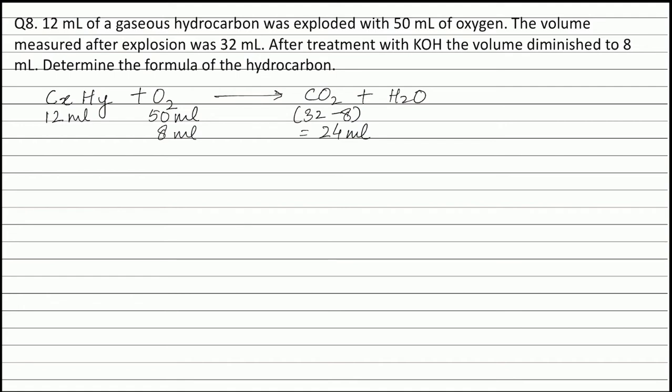Now volume of oxygen used up in the reaction is the initial volume of oxygen, that is 50 milliliter, minus the volume of oxygen which did not take part in the reaction, that is 8 milliliter, and this is equal to 42 milliliter. Now in a gaseous reaction, under similar conditions of temperature and pressure, the relative volumes of reactants and products represent the relative number of moles.